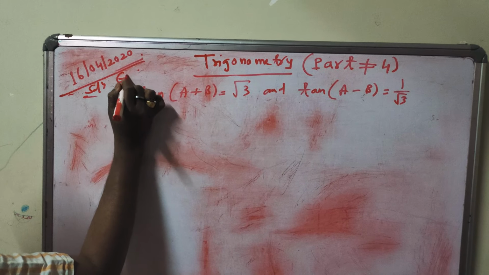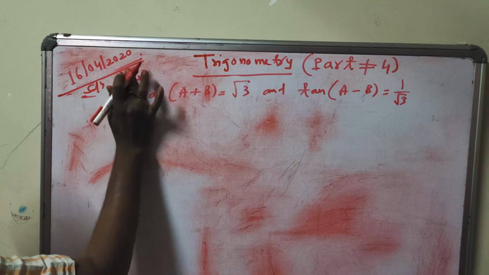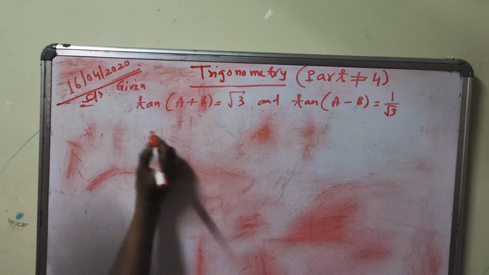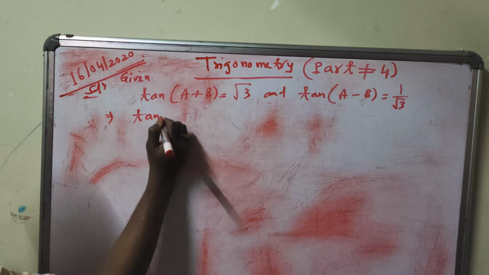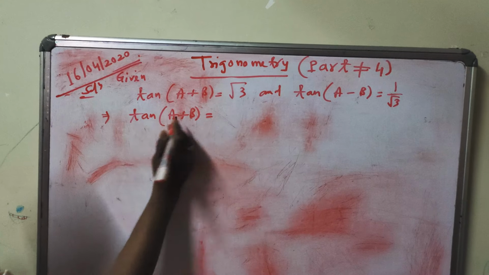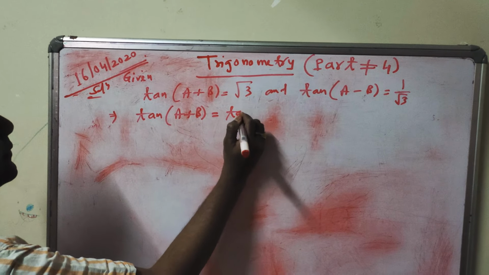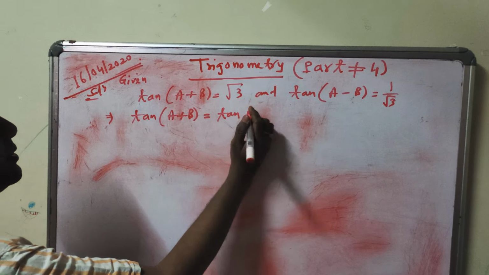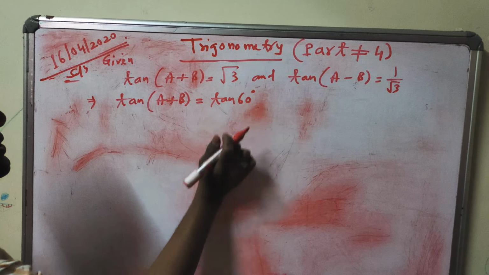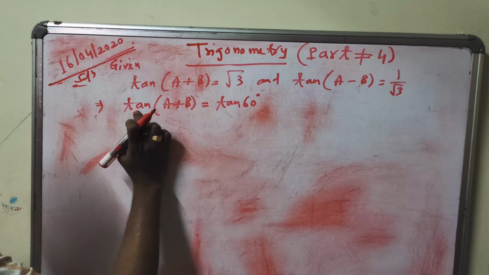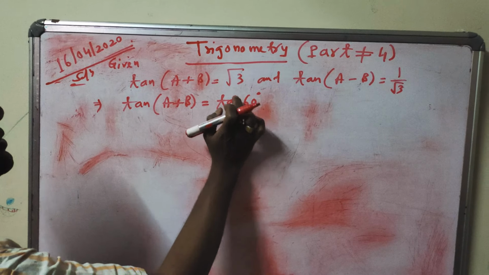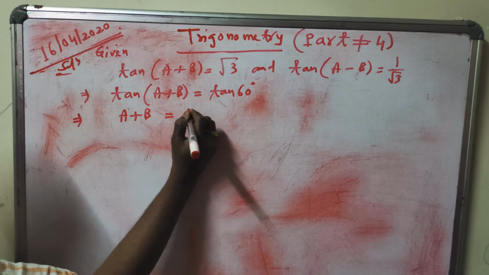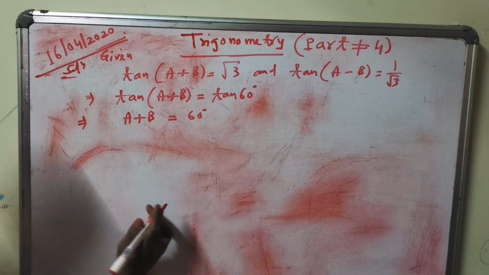You write given: tan(a plus b) equals root 3 and tan(a minus b) equals 1 by root 3. See here tan is written with a plus b. Since tan is here, you must write tan. And what is the value of tan? 60. You know root 3. So instead of root 3, you write tan 60 degree. So a plus b will be what? 60 degree. This tan and tan cancel.